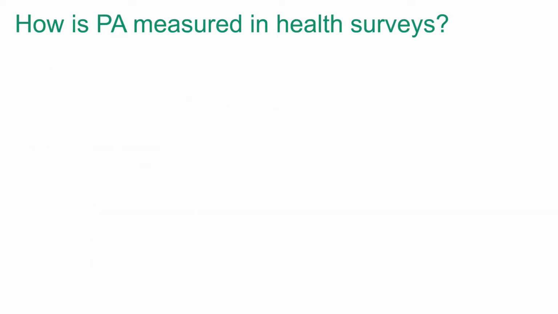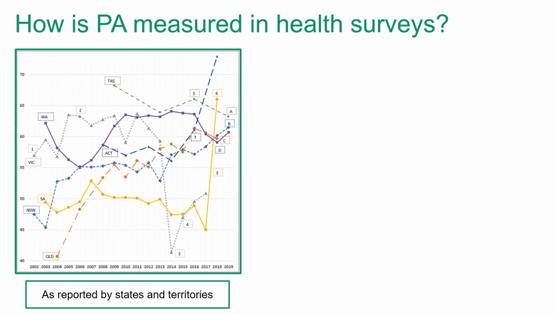We have done some work to understand how physical activity is measured by the states and territories in their population health surveys. What you see here are estimates of the proportion of the adult population meeting guidelines as reported by each of the states and territories, except for Northern Territory, which doesn't have their own monitoring system for this issue. Some jurisdictions have numbers against their trend lines, and these represent points in time where they changed their questions or their definition of meeting guidelines.